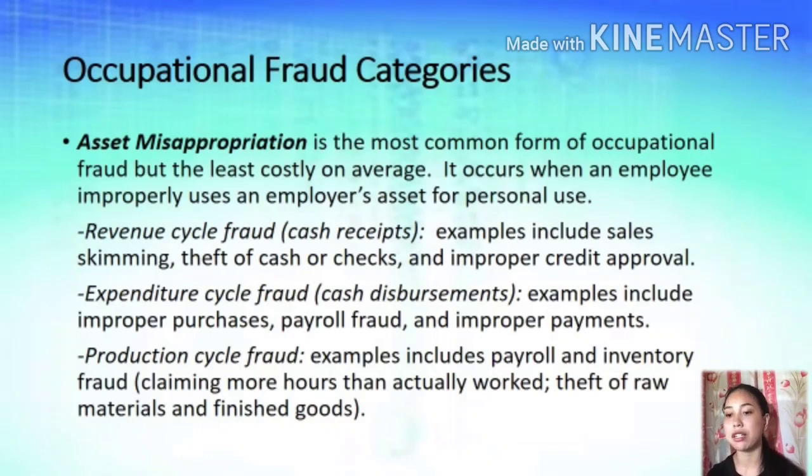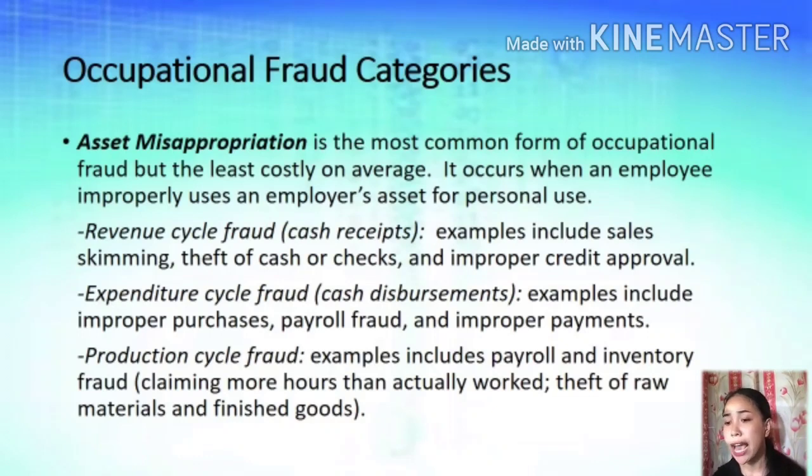Moving on with occupational fraud categories. It can be put into three categories: asset misappropriation, corruption, and financial statement fraud. Well, actually, we are already familiar with these three. So I guess it wouldn't be hard for us to understand what these three really mean.